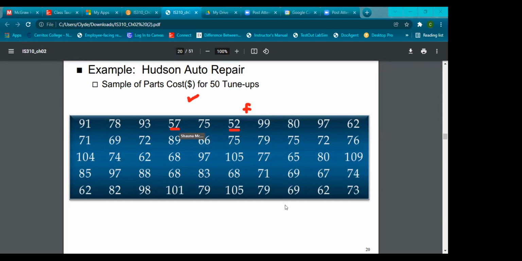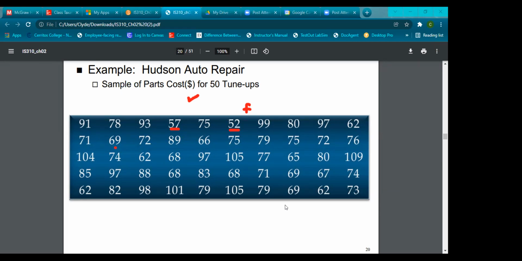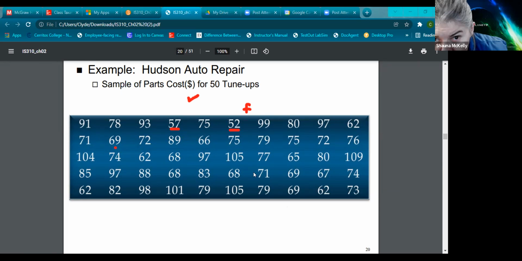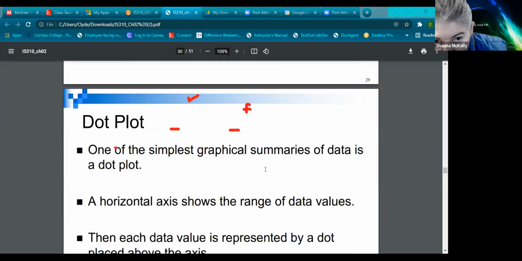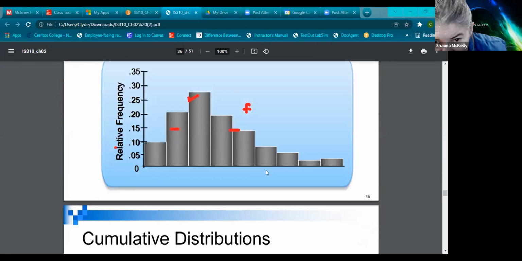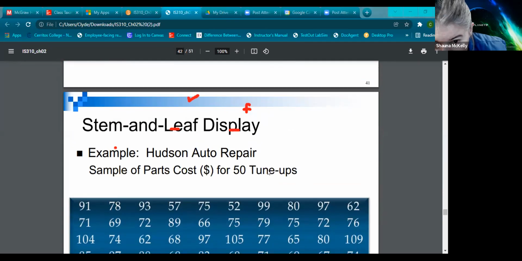So there's 1, 2, 3, 4, 5, 6, 7, 8, 9, 10, 11, 12, there should be one more. 13. 13, right? That's where she's getting it from. Okay. She should have shown you the original frequency distribution. That would have been easier. Does that make sense where it's coming from? Yeah, Shauna, thank you for that. You're welcome. But yeah, she kind of left that out.